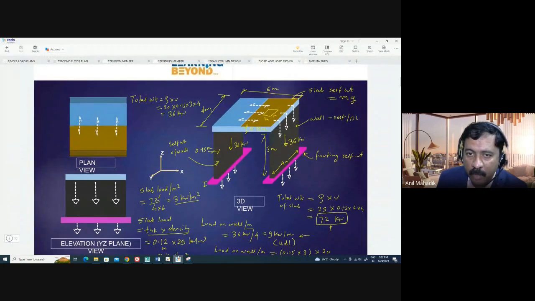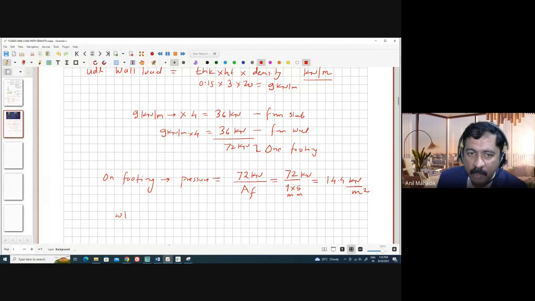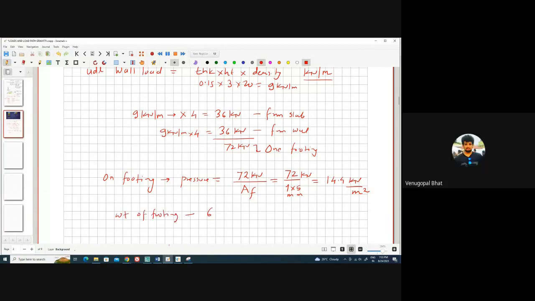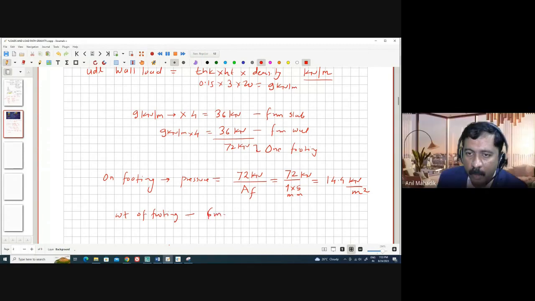So if you assume footing thickness is 0.5 meters, you can calculate the weight of the footing also. Weight of footing is what? 1 meter into 5 meters into thickness 0.5 meters. So this is your volume into concrete, since it is a concrete footing. How much will it come? 62.5 kilonewton. This is the total load, not per square meter.